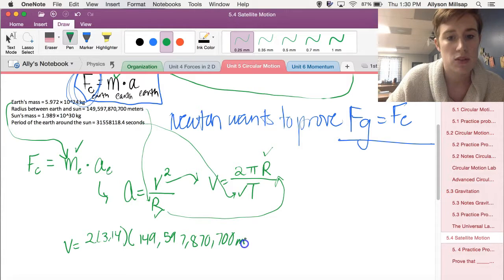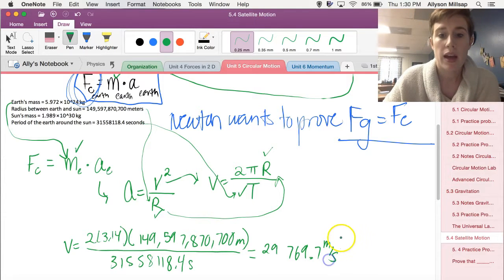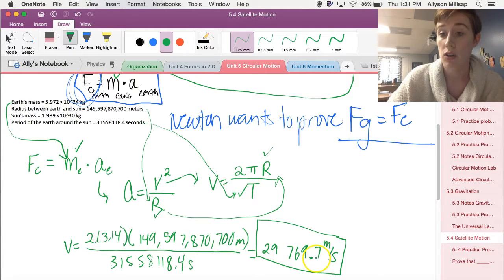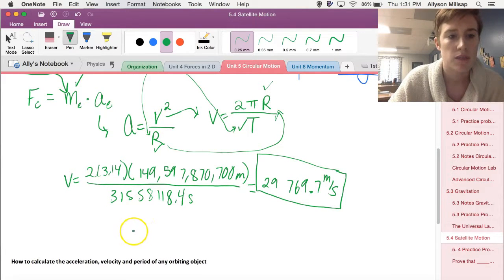All of these meters divided by our period, which is this many seconds. When I divide it, I will get 29,769.7 meters per second. And if you Google the speed of the Earth around the sun, it'll say 30,000. So we're actually really close to the Google answer. So we have velocity. So now I can plug it into this equation here.